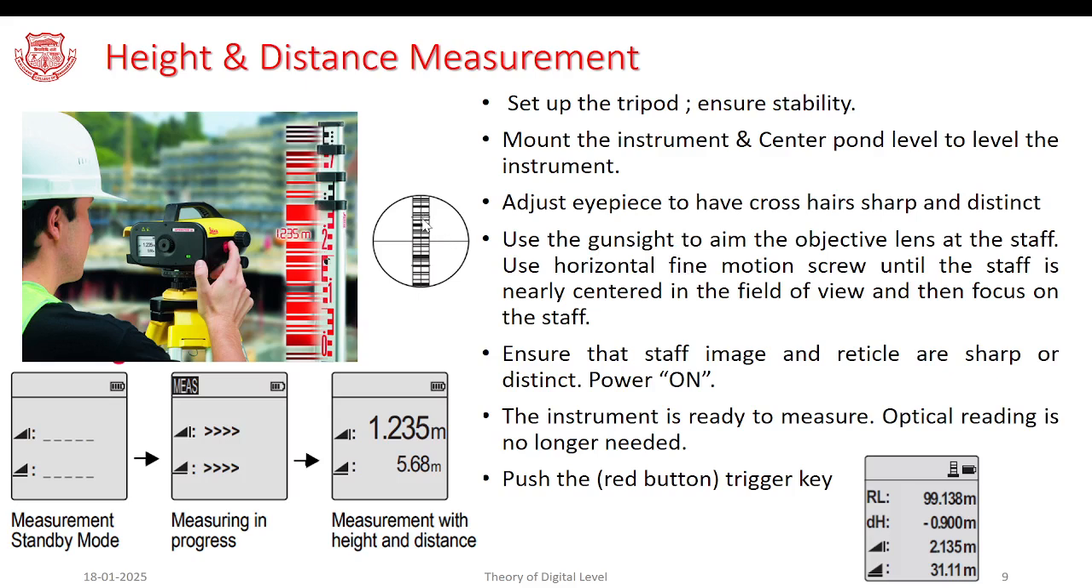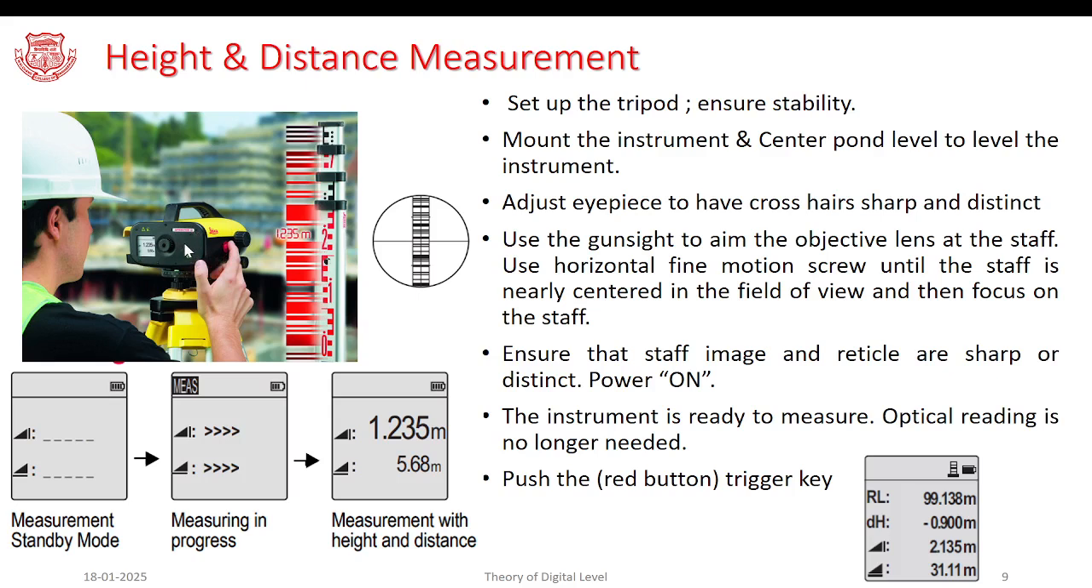Here, as we bring this vertical hair over the width and try to make it at the center, we can make use of the tangential screw in order to have the staff clearly centered in the field of view of the telescope. Here we have to be very clear about the staff image, as well as the reticle should be sharp as well as distinct. As we do so, now here we can press the green button, so equipment is on.